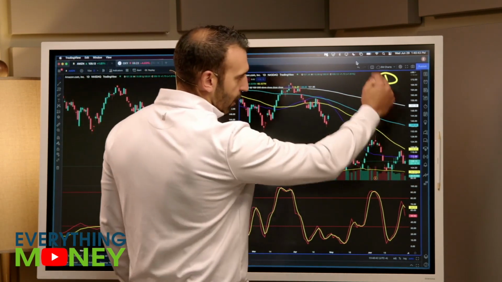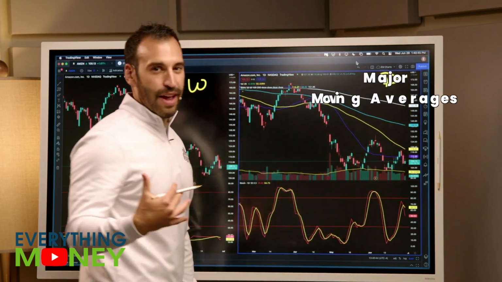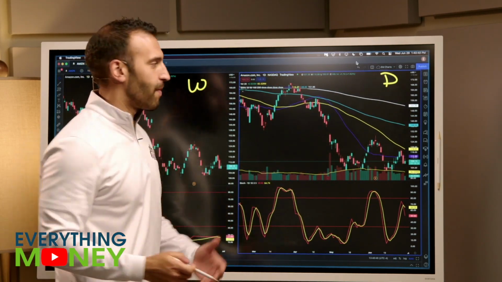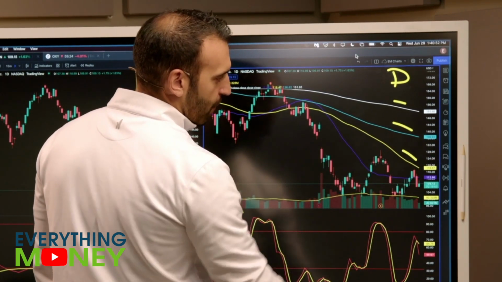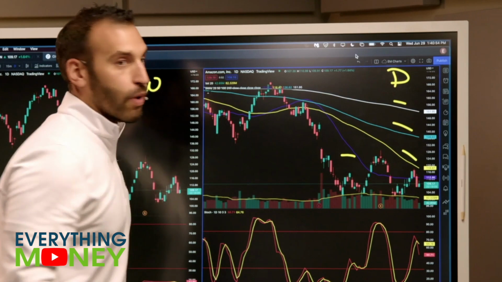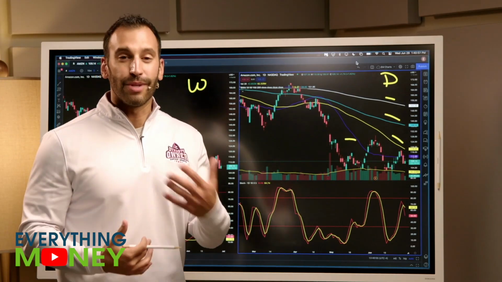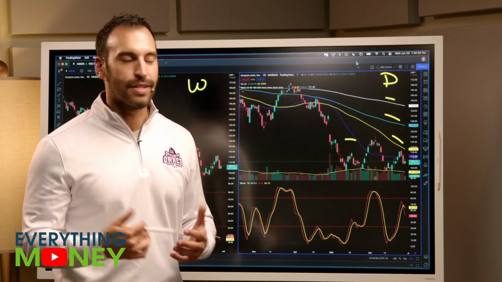Next, you notice these squiggly lines up here. These are my major moving averages. You may have heard me talk about them in different videos. I have my 200-day moving average, my 100-day moving average, my 50-day moving average, and the purple one is my 25-day moving average. Those serve as different resistance and support levels depending on where the stock price is going.